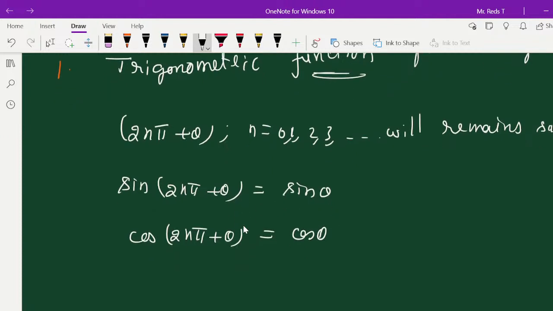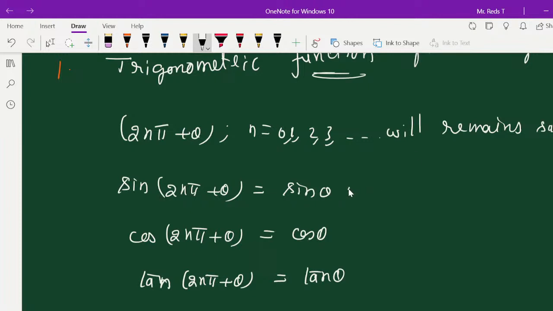Similarly, we can take tan of 2n pi plus theta, which is equal to the same function, tan theta only. So for the reciprocals of these, cosecant, secant, cot, if you apply these angles to those functions also, you get the same functions. That is the meaning of it. So you have to remember this.